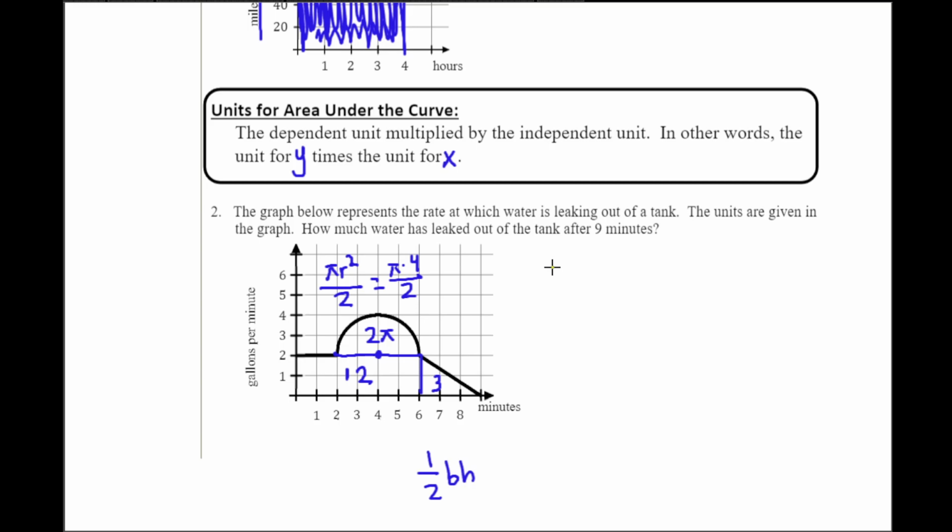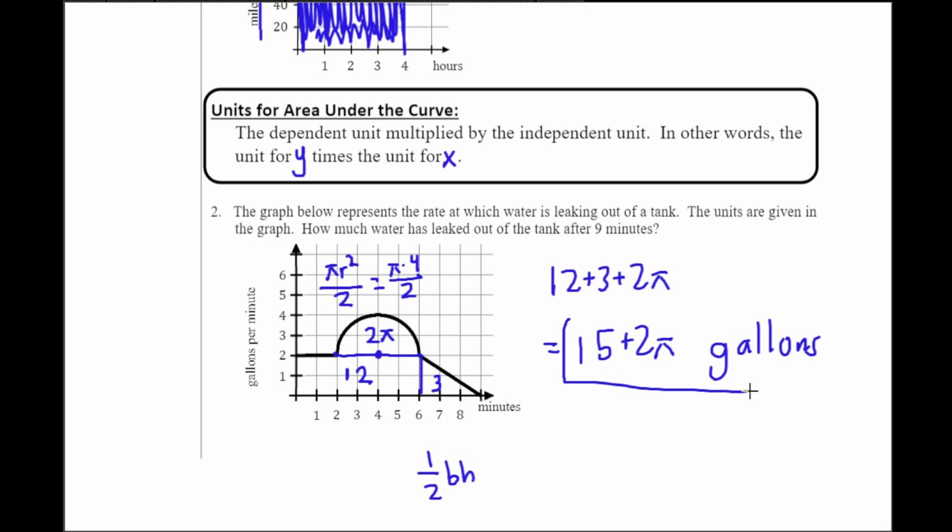So the answer here is just 12 plus 3 plus 2 pi, or 15 plus 2 pi. And the unit here is gallons, because gallons per minute times minutes, the minutes will cancel out and you're just left with the gallons.